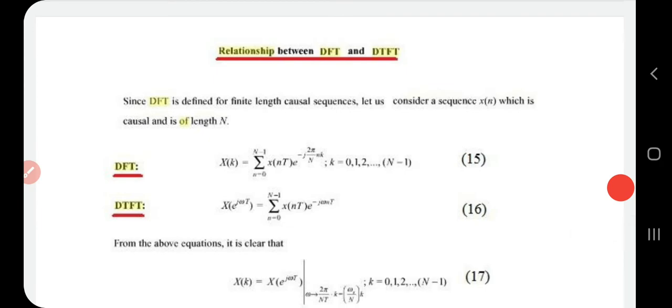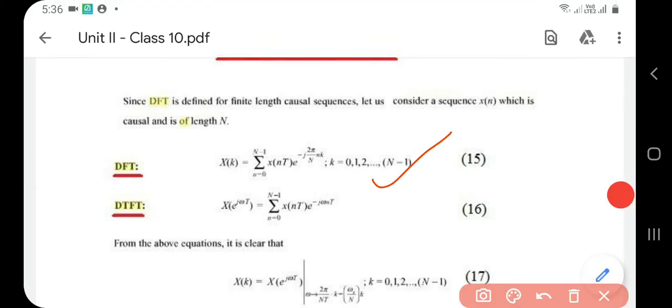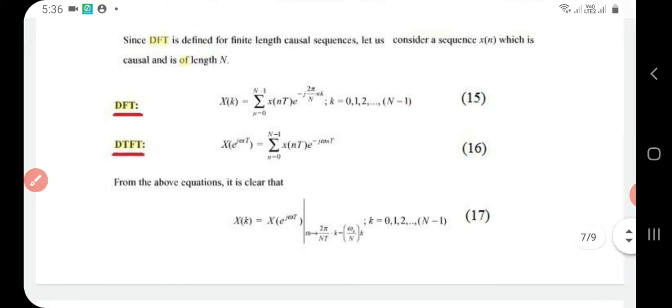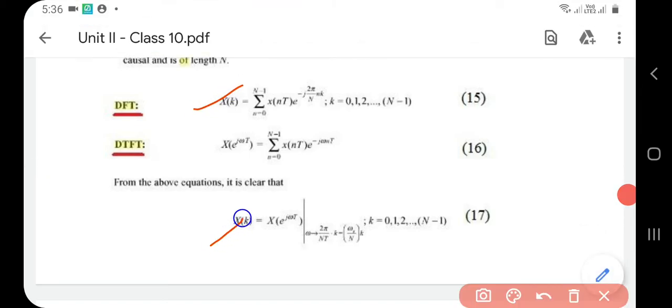Next is the relationship between DFT and DTFT. So this is DFT, this is DTFT. From these equations we can relate these two as follows. It is clear that X of k is equal to X of e raised to j omega T, that is the DTFT, and both of them become equal at omega tending to 2 pi by NT and k tending to omega s by N times k.